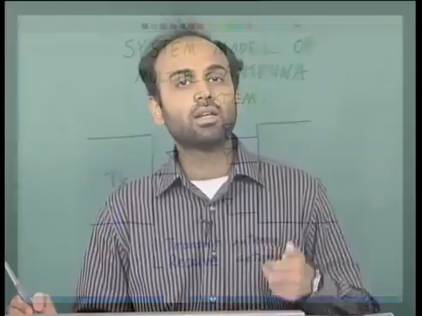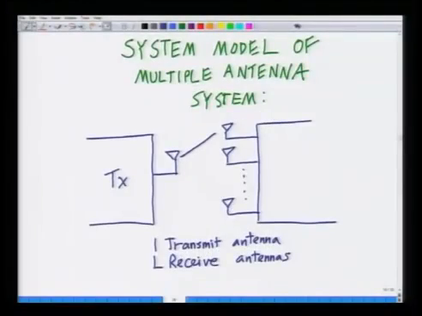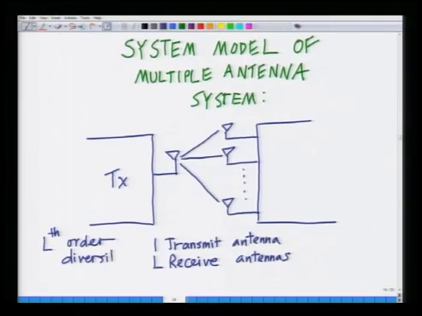In such a system, I receive L copies of the signal, because look at this, there is one link between the transmit antenna and receive antenna 1, one link between transmit antenna and receive antenna 2, and so on and so forth until one link between transmit antenna and receive antenna L, which means I will receive L signal copies. This is known as an Lth order diversity system.